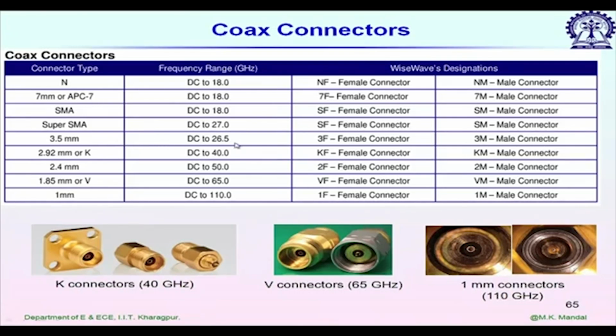3.5 millimeter, 26.5. So, you remember the highest frequency is determined by the cutoff frequency of the TE11 mode. So, when you order your coaxial cable, you must be careful about the highest frequency of operation.